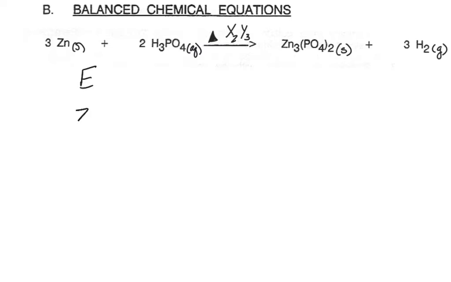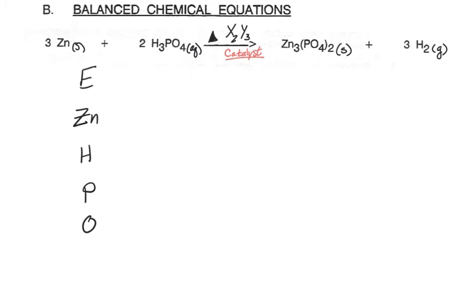So let's start by making a list of all of the elements that are present. Looks like we have zinc, hydrogen, phosphorus, and oxygen. Notice that I did not include this X and Y that we have on top, because those are part of the catalyst. They are not a part of the equation. They're not going to be reacting. They're just there to help along.